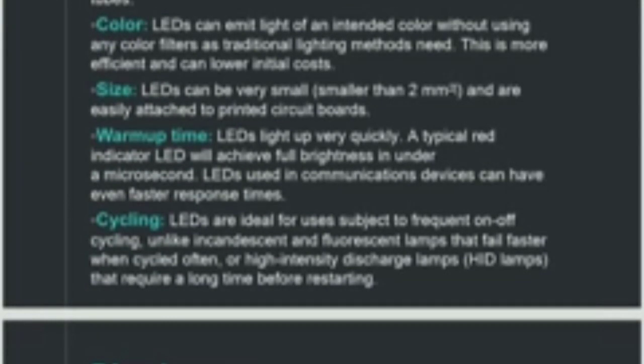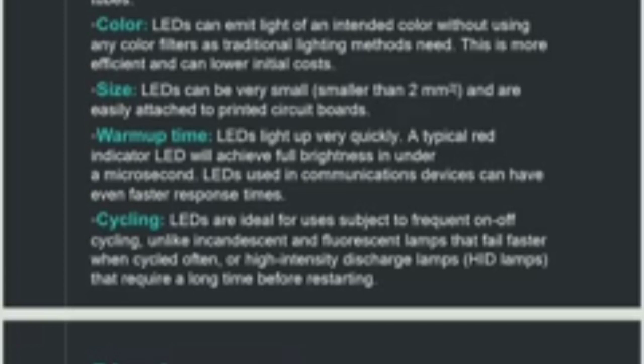Advantages of LEDs: efficiency. LEDs emit more lumens per watt than incandescent light bulbs. The efficiency of LED lighting fixtures is not affected by shape and size, unlike fluorescent light bulbs or tubes. Color: LEDs can emit light of an intended color without using any color filter that traditional lighting methods need. This is more energy efficient and can lower initial cost.